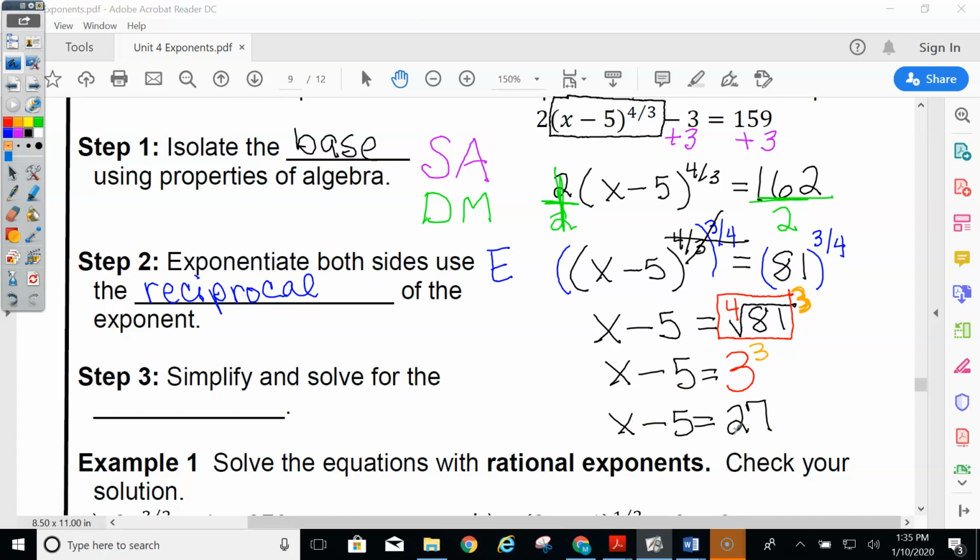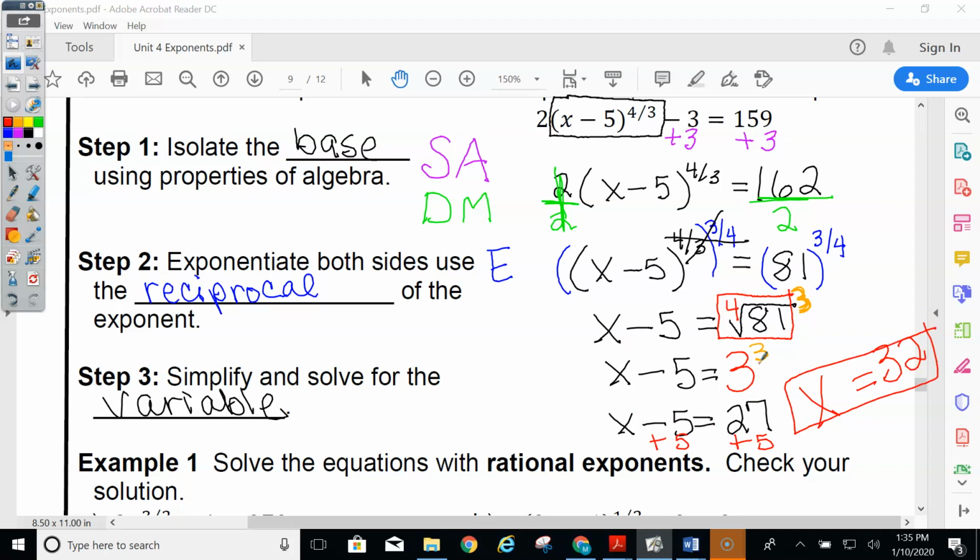So from here, you just solve for x. Solve for the variable by finishing and adding 5 to the other side. So here, if I add 5 to both sides, we get x is 27 plus 5, which is 32.